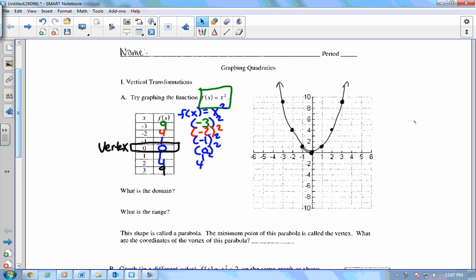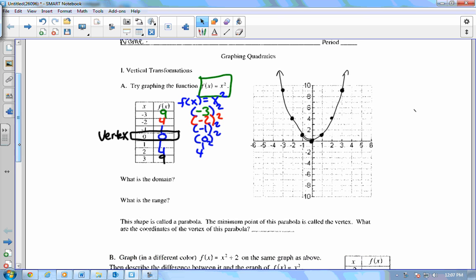Okay, what we're going to do with your pencils, what we're going to do with the color pencils is graph two other functions on the same graph, and we're trying to predict and or discover what happens when we attach numbers to the x squared. Okay? So, first, actually I didn't do the domain and range, so let's cover that first.